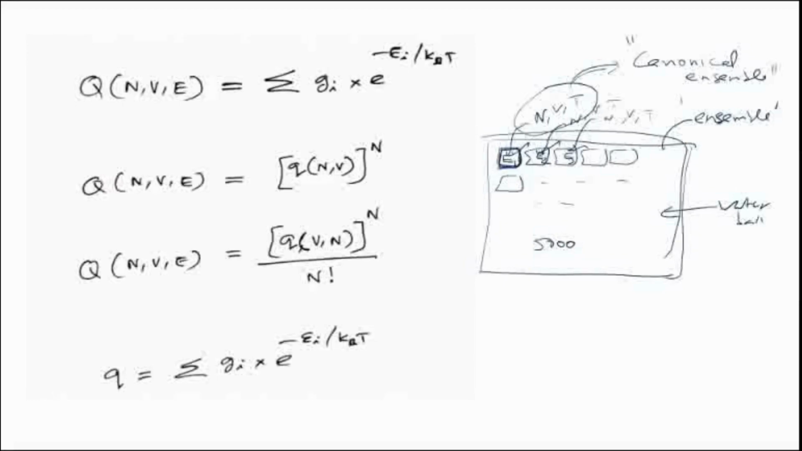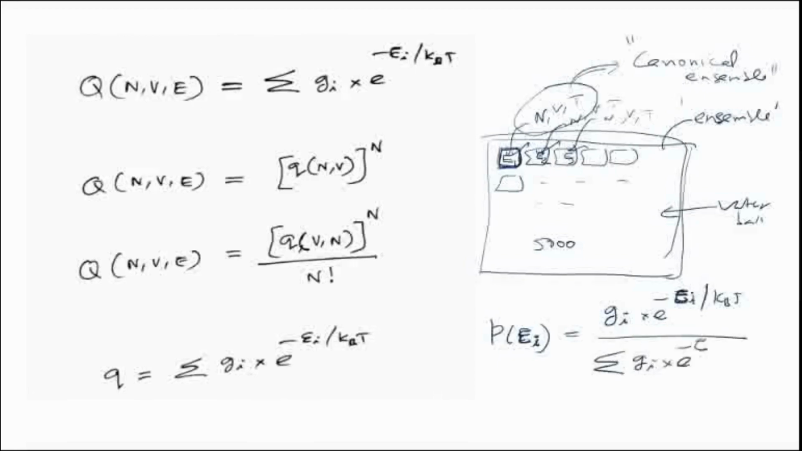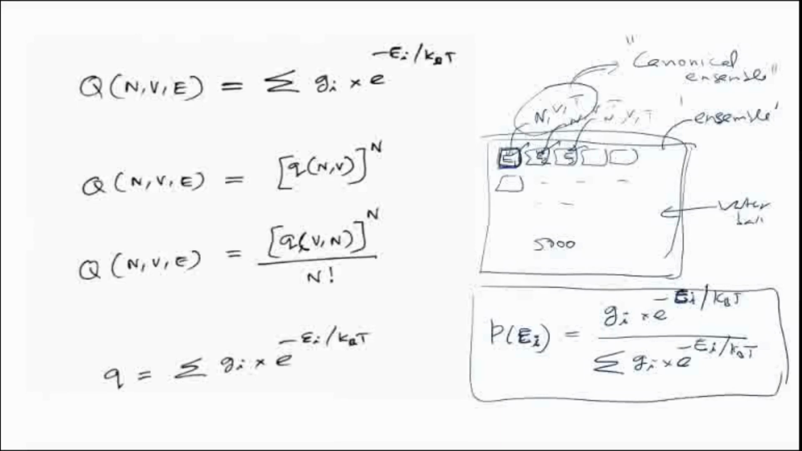Now what is the probability of having a system having energy Ei? It is given by the formula. Yes, we have to use the same formula: gi times e to the power minus Ei by kBT. I'm using capital E here. Capital E is nothing but the total energy of the system. So the probability for a system having energy Ei is divided by the summation of gi times e to the power minus Ei by kBT. Very important: this is actually the formula for an ensemble. What we discussed earlier is the formula for single particles.